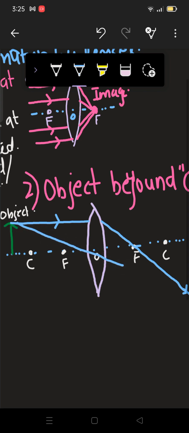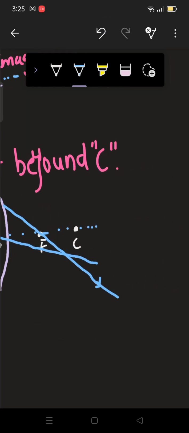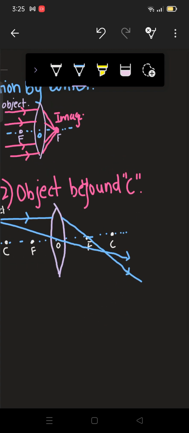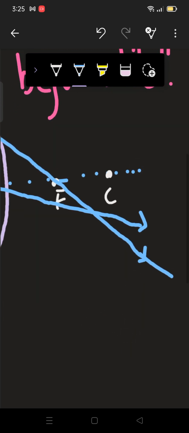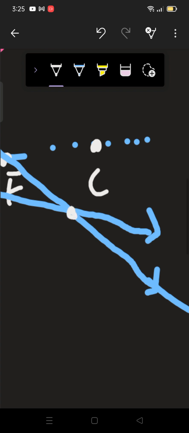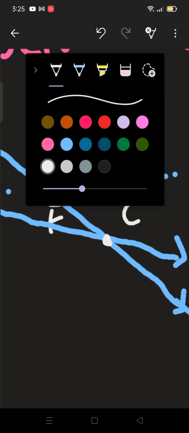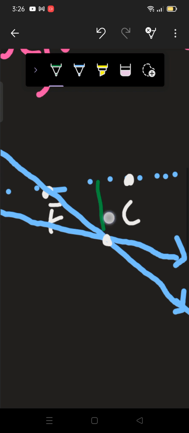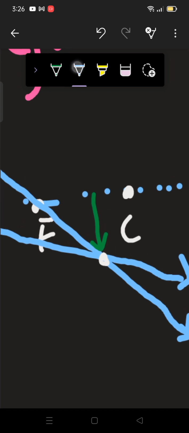This is a straight line, and where is the meeting point of these two lines? You can see the meeting point is here. So here the image would be formed, between f and 2f. Let me make the image here. This is the image.